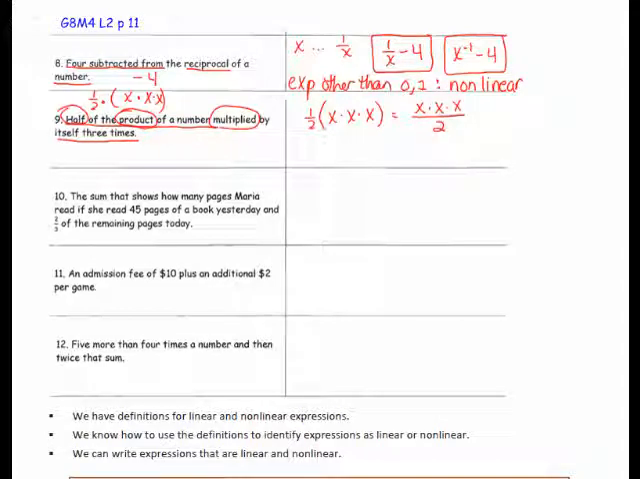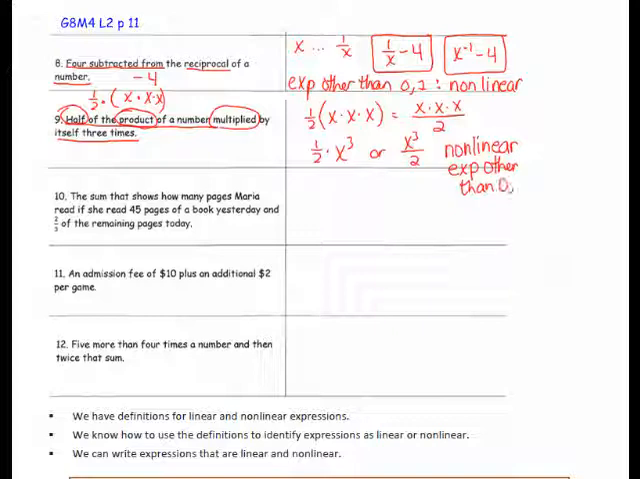So looking at it in this way, you would think that it would be linear because of the invisible exponent 1. However, if you simplified the expression, it would be 1/2 times x to the 3rd power, or x to the 3rd power divided by 2. So this would be what kind of an expression? This is nonlinear. How do you know? It is nonlinear because it has an exponent other than 0 or 1.